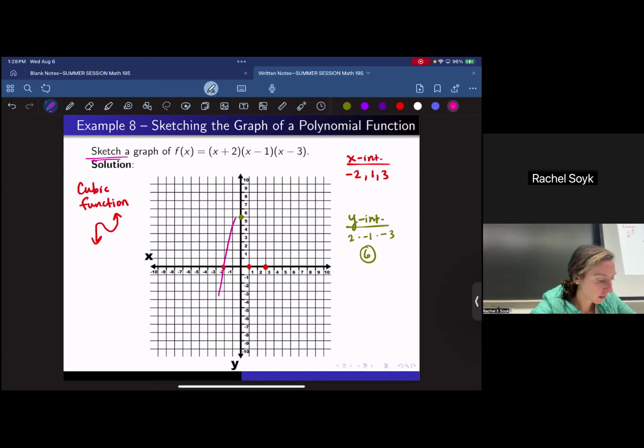Is it multiplication or division? What do you mean? Oh, it's multiplication. For finding your y-intercept? Yeah, multiplication, because the parentheses aren't being multiplied. Yeah, 2 times -1 is -2 times -3 is +6. Right, multiplication.